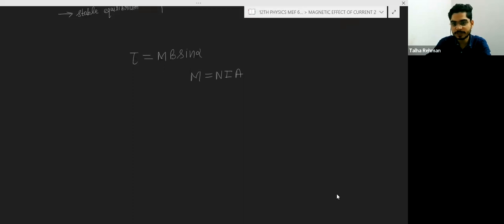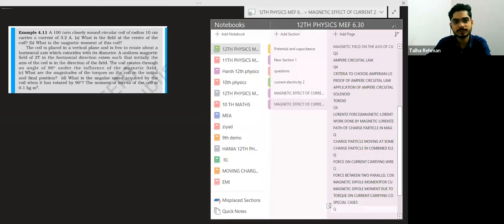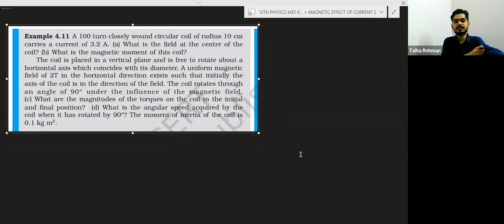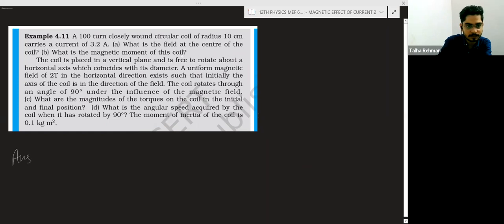So now I am taking one question. This question is from NCERT. It looks very big, very lengthy, but it is a very easy question. First of all, read the question. A 100-turn closely wound circular coil of radius 10 centimeters carries a current of 3.2 ampere. In part A they are asking what is the magnetic field at the center of the coil. In part B they are asking what is the magnetic moment of the coil. So first solve this part. Answer A.